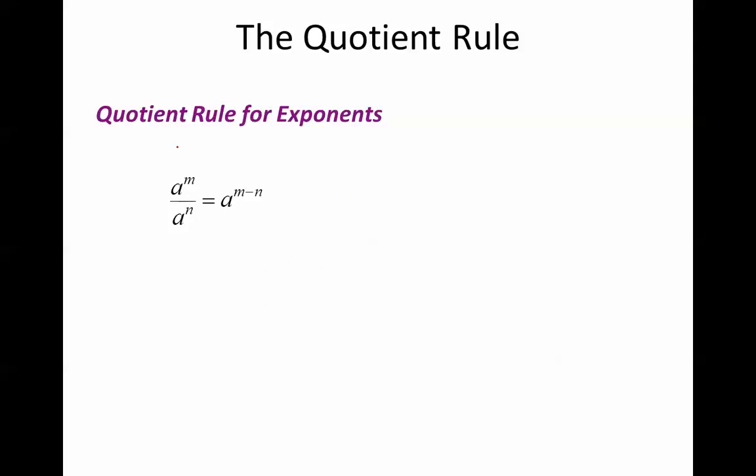Okay, the next rule is the quotient rule for exponents. If you have like bases and you're dividing, you subtract the exponents. So a to the m over a to the n is equal to a to the m minus n. So when you're dividing, you subtract the exponents. So on this one, y to the 7th over y to the 3rd would be y to the 4th.